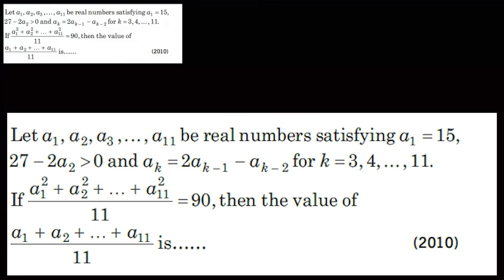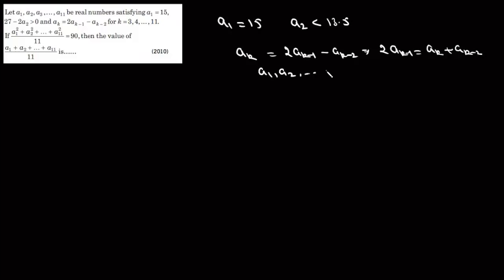Now the question is, we are given these numbers a1, a2, a3 up to a11 such that a1 is 15 and a2 is less than 27 by 2, which is 13.5, and it says ak is equal to 2 times ak minus 1 minus ak minus 2, which is nothing but the condition of an AP. So 2ak minus 1 is equal to ak plus ak minus 2. So basically these terms a1, a2, up to a11 are terms of an AP.